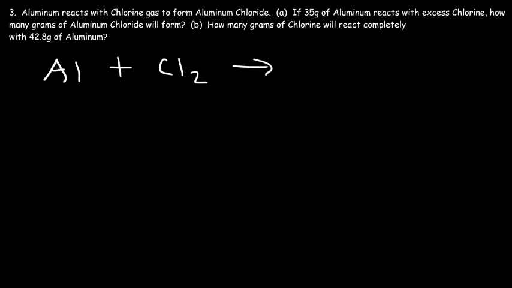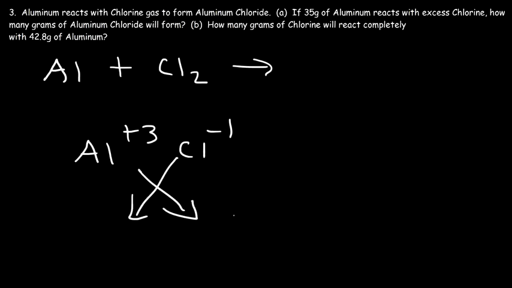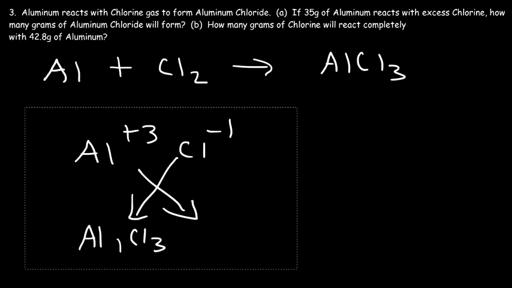Now we need to write the formula of aluminum chloride. How can we do so? Aluminum has a positive 3 charge. Chloride has a -1 charge. So using the crisscross method, it's going to be Al1Cl3, or simply AlCl3. Now before we begin the problem, we need to balance the chemical equation.